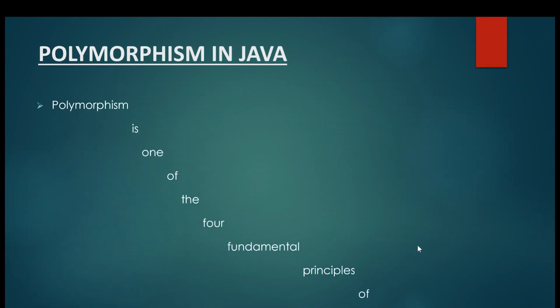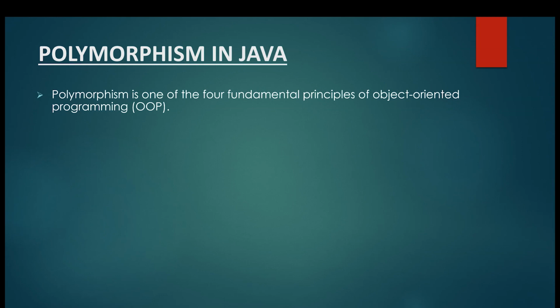So the first point about polymorphism in Java is that it is one of the four fundamental principles of object-oriented programming. What are the other three? The other three are inheritance, encapsulation, and abstraction in Java.